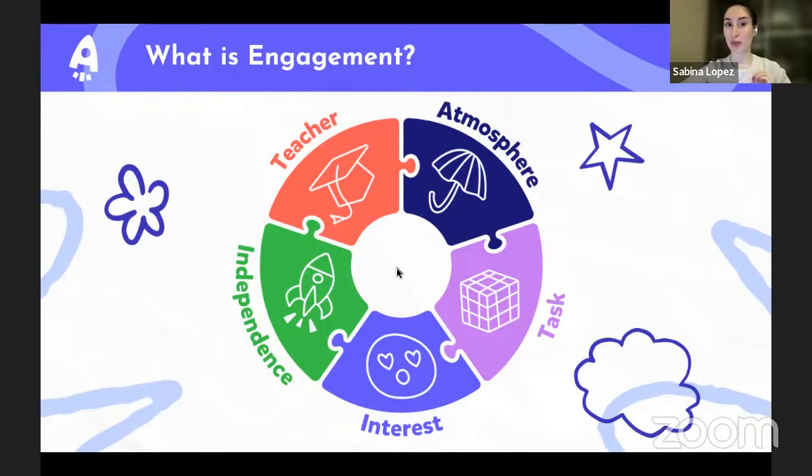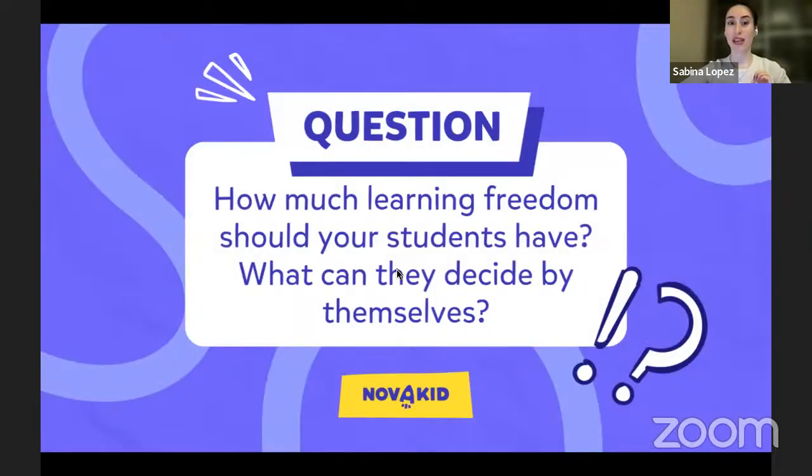And we're going to start with a very, very difficult question. Joking. Interesting question, though. How much learning freedom should your students have? What can they decide by themselves about the lesson? Should they decide what activities they want to do today? Or should they rely entirely on your expertise as a teacher? Dot, what do you think?